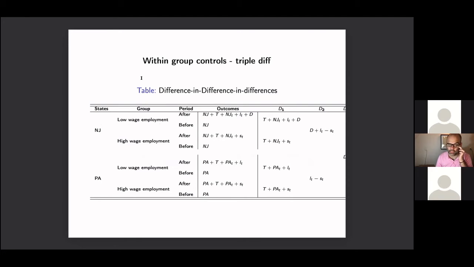So let's look at the triple difference. Let's say that we had a minimum wage study, and the minimum wage is happening in a state called New Jersey, but it is not happening in a state called Pennsylvania. The minimum wage should only affect low wage work, and should not have any effect on high wage work. You observe the low wage workers after and before. You observe the high wage workers after and before, and you do it also for the control group. Now look what we're going to put in here.